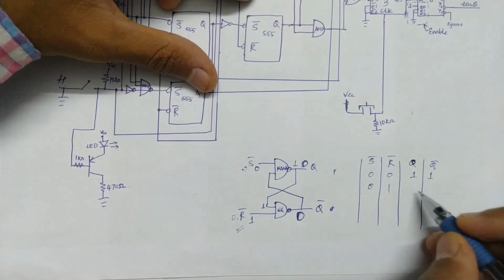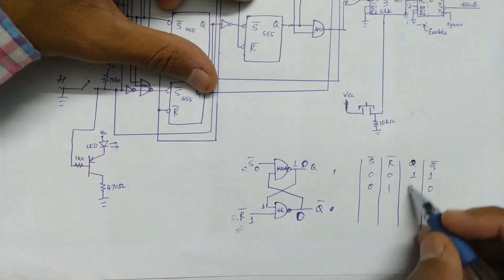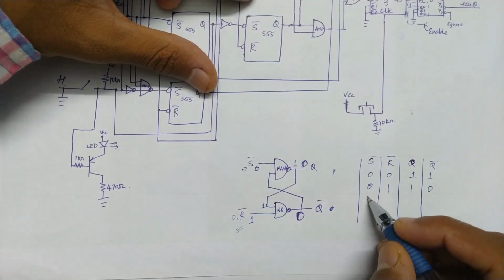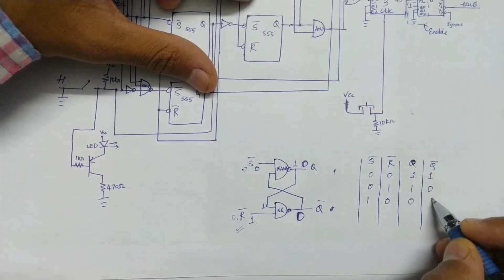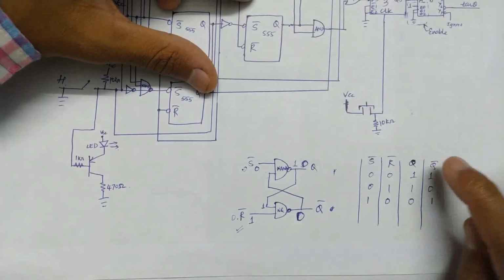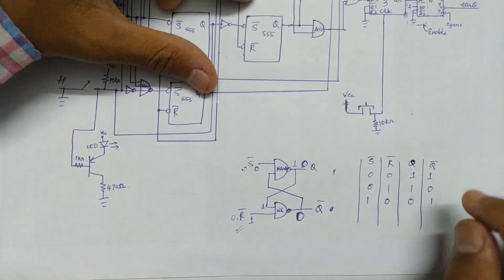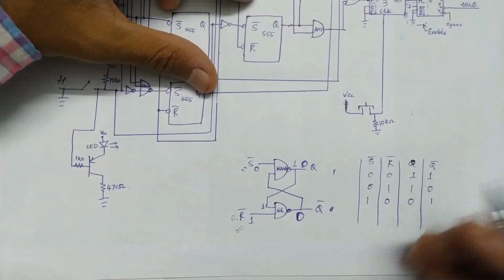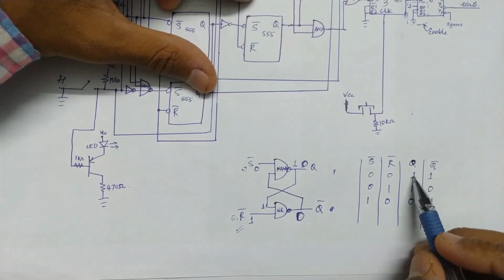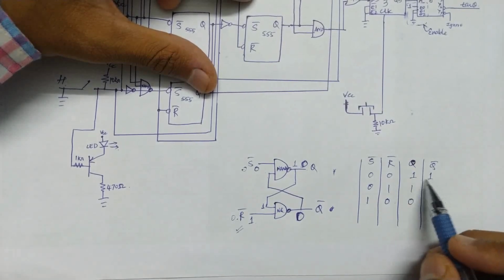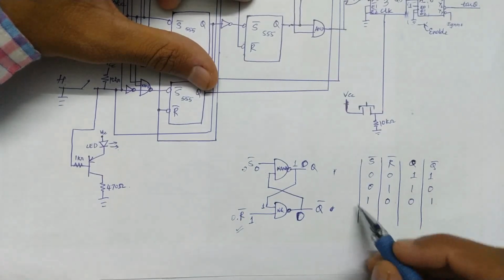If I give 0 1, the output will be 1 0, which indicates it is set. 1 0 will just reset it. So just focus on the Q column, because Q bar is just the complement of this, in the sense the inverse of this. If this is 1, this is 0. That's what I'm trying to indicate, that if the outputs are 1 1, then the state will be unpredictable.